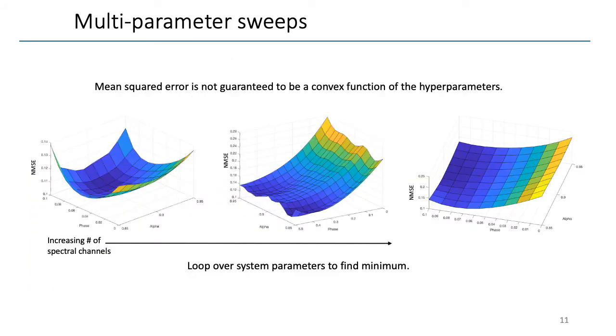When looping over the system hyperparameters and calculating the normalized mean squared error at each parameter set, you quickly find that the dependence on the hyperparameter values is not guaranteed to be convex. This leads us to take a more brute force approach to the optimization, where we systematically loop over all system parameters to make sure that we have mapped out the parameter space with a sufficient degree of resolution and that we aren't missing the global minimum. In the future, more efficient optimization methods could be used to reduce the time needed to find the best operating point of the system for each specific computing task.